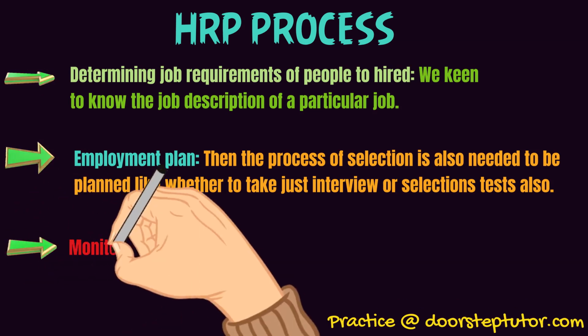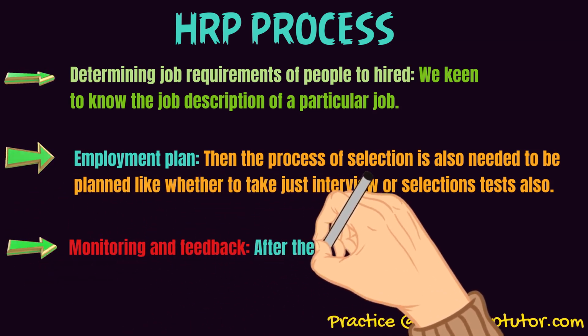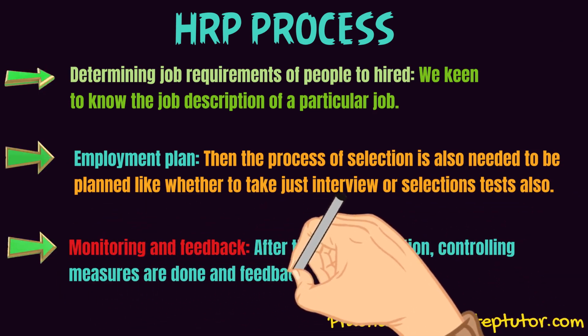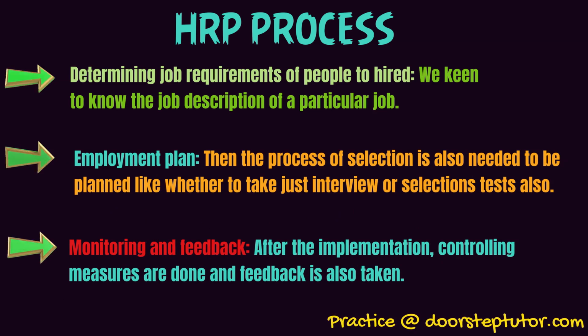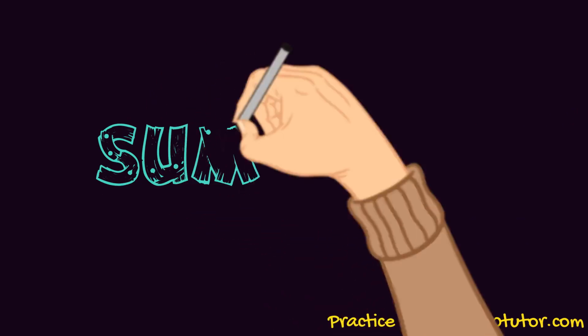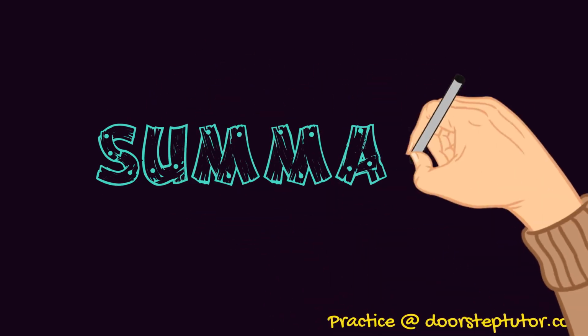Then monitoring and feedback. Yes, after we have implemented all these things, we need to see whether there was any shortage from the set standards, and if found, then we will take adequate controlling measures. Okay, monitor. Then feedback. Yes, feedback is very important. We also need to take the feedback of the people, right?